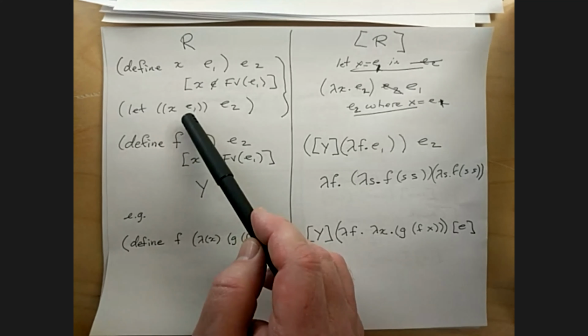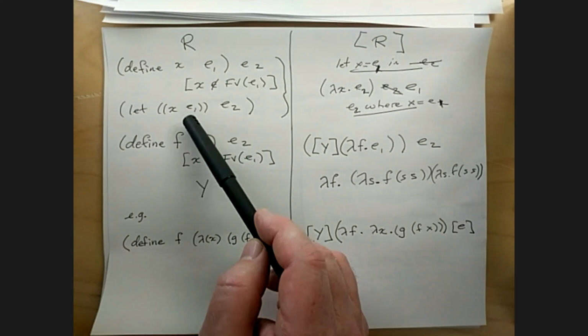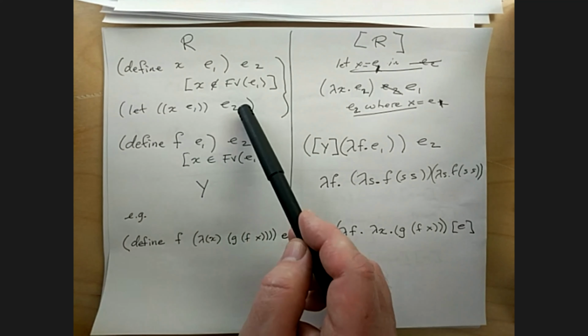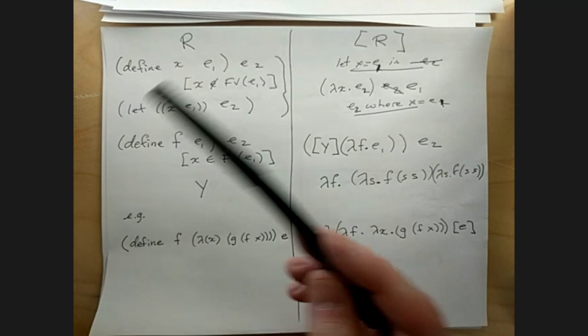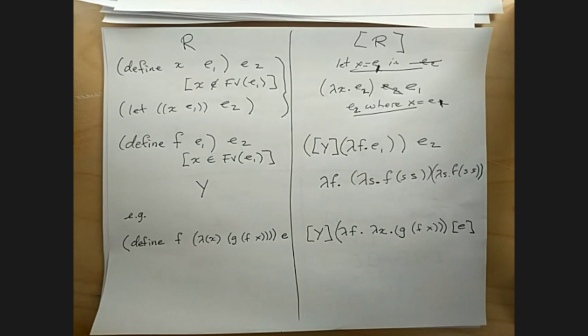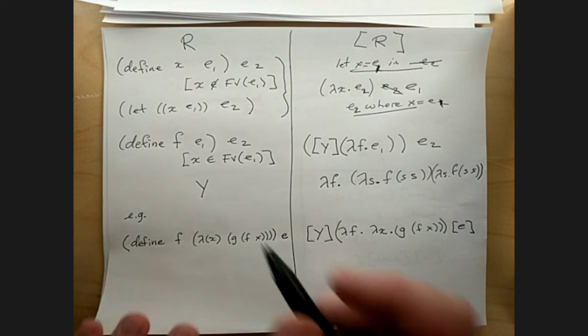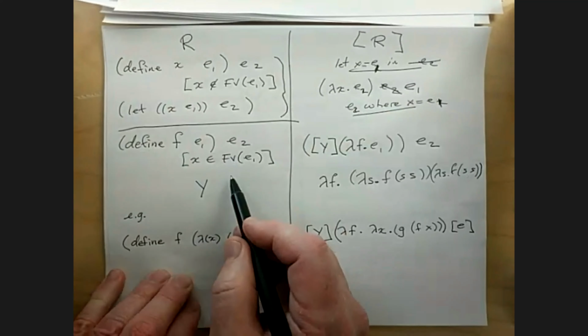So let is allowed in the student languages, at least with lambda and up. Define can be used anywhere in the full languages. Okay, so that's the non-recursive case. What about the recursive case?